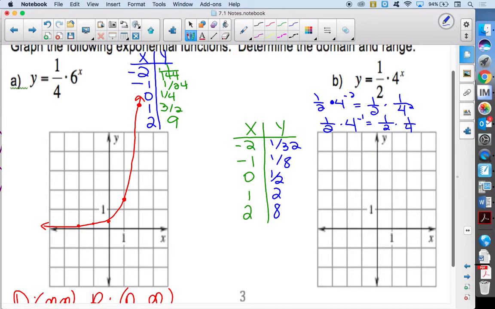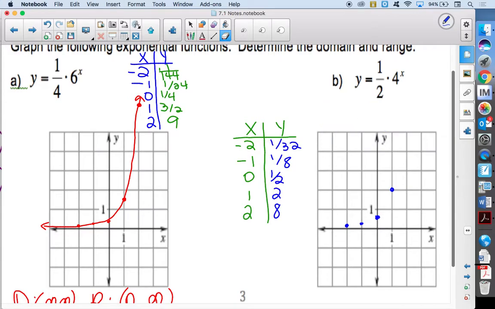So 4 to the first is 1, 1/2 of that is 2. 4 squared is 16, 1/2 of that is 8. So over to -2, again, 1/32 is still really tiny. And then 1/8 is just slightly above it. And then once you get to 1/2, you can see that it does start to grow. So my 8 will be above the graph.